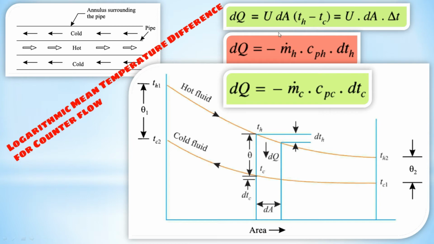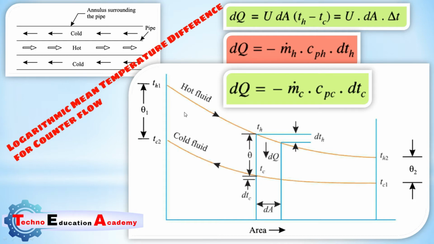This is the heat transfer in terms of the overall heat transfer coefficient, because whenever we discuss combined conduction and convection, we consider the overall heat transfer coefficient. So dq equals U into dA into delta T. U means overall heat transfer coefficient, dA means area, and delta T is the temperature difference of hot fluid and cold fluid at the intermediate section. And for hot fluid, with respect to the direction of heat flow, the hot fluid will reject the heat.